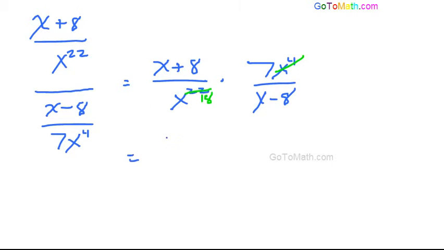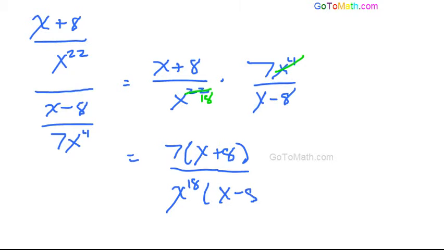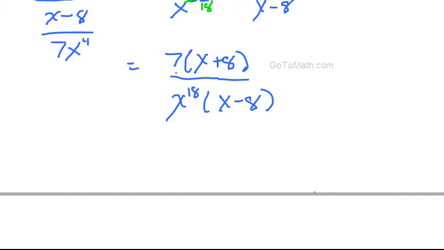All right, so we're going to end up with 7 times x plus 8. All those guys canceled out, and we were left with an x to the 18th and x minus 8. Now, more than likely, I'm going to distribute this stuff across. We'll just write it over here.